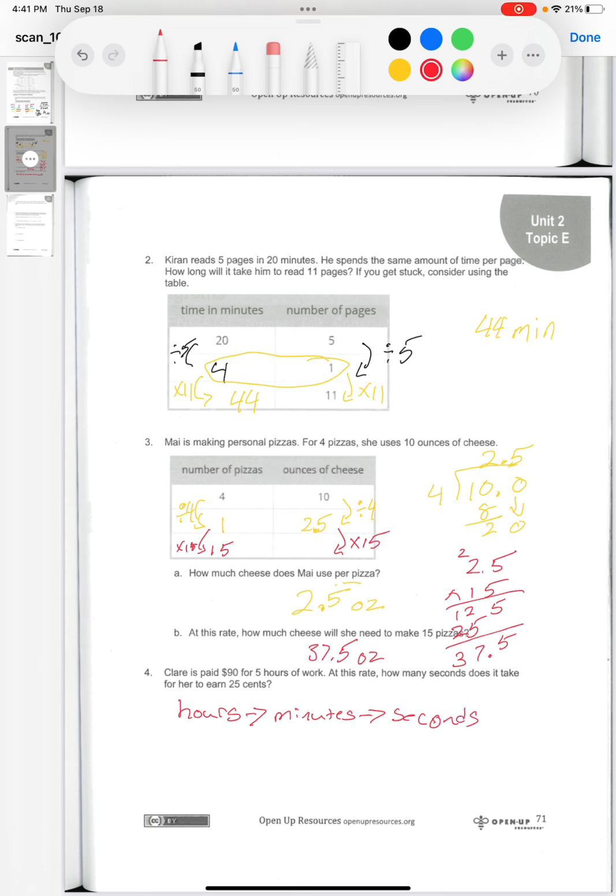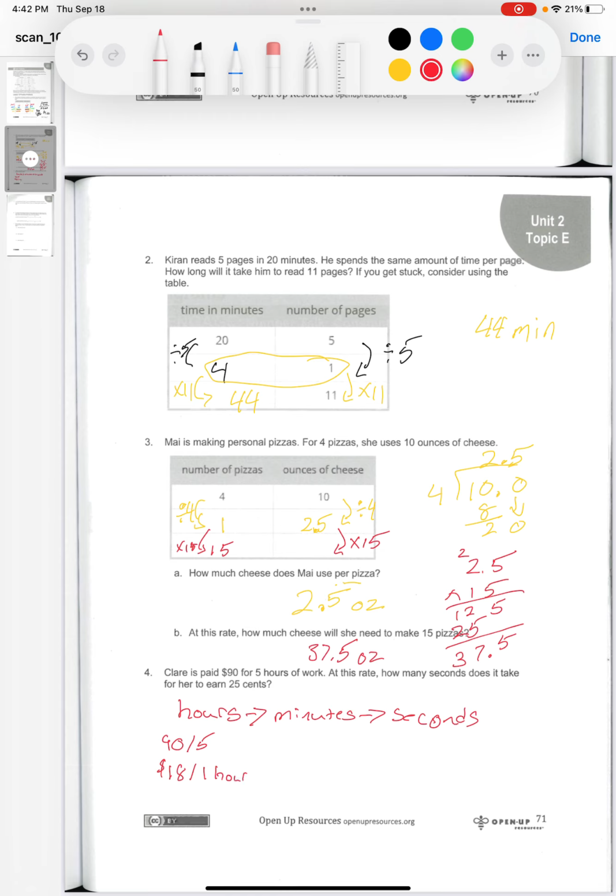Now, the simplest way to do this is we know that it's $90 for 5 hours. So 90 divided by 5. Well, 90 divided by 5 is $18 per hour. So that's $18 for 1 hour.